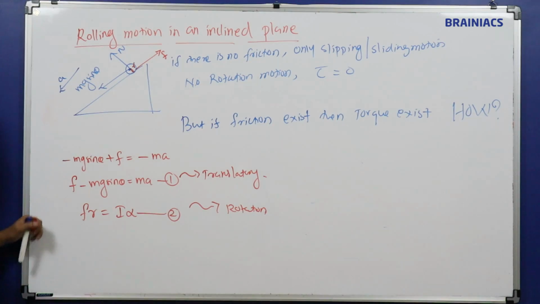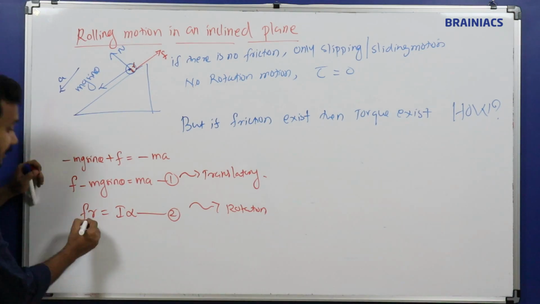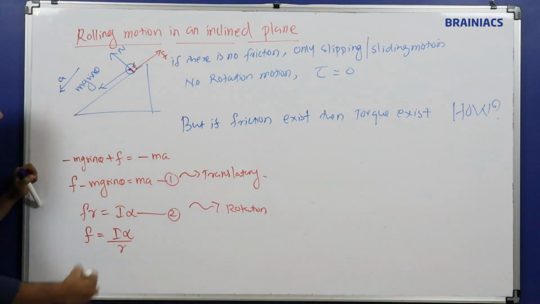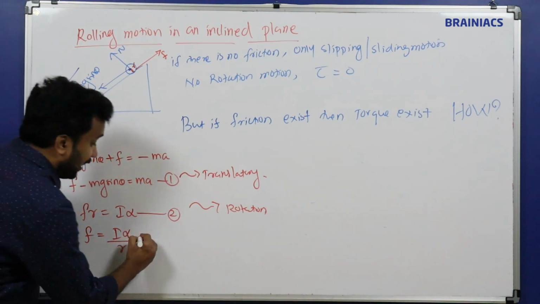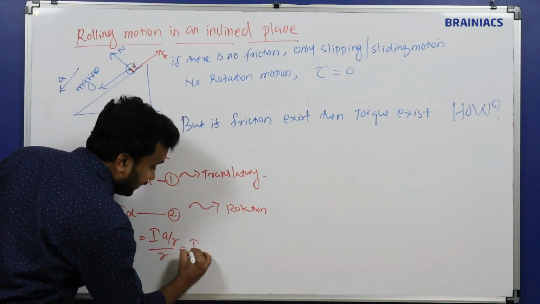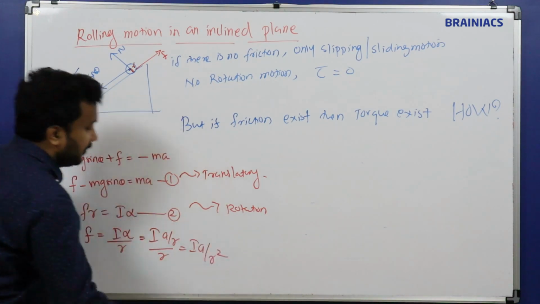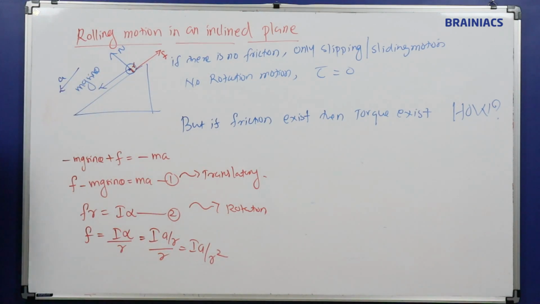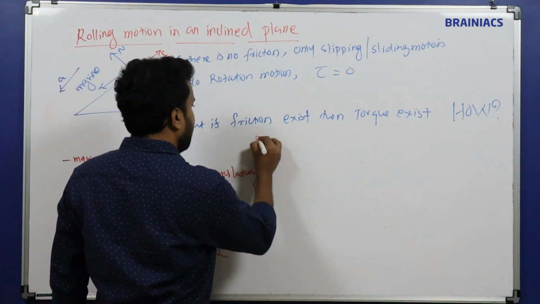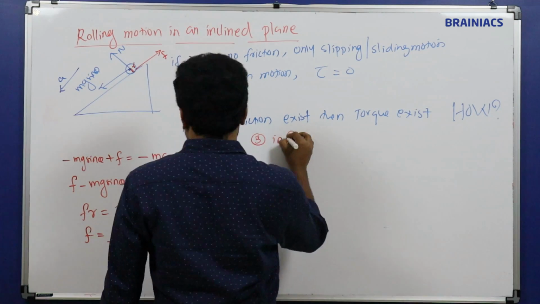What is the value of acceleration? Acceleration g sin. So Fr will be equal to I alpha, and here I can find the equation for F. F is equal to I alpha by R. What is alpha? Alpha is a by R. So you will get F equal to I a by R square. This one I am giving equation number 3. Equation number 3 is put in equation number 1.